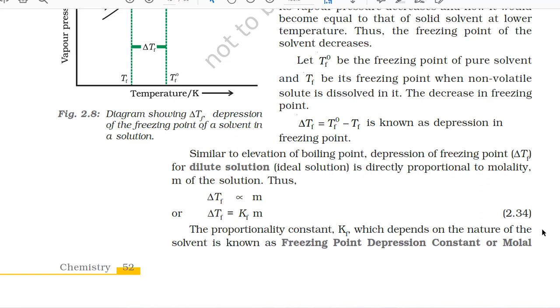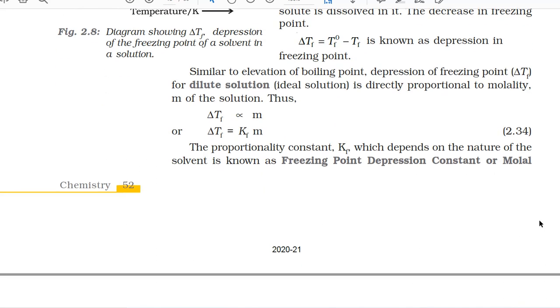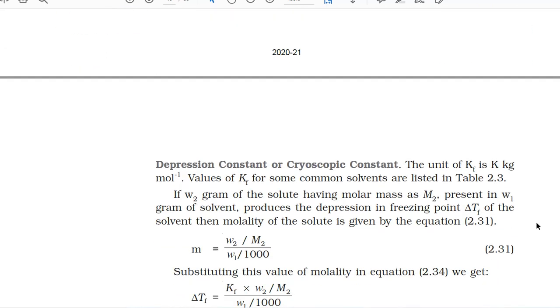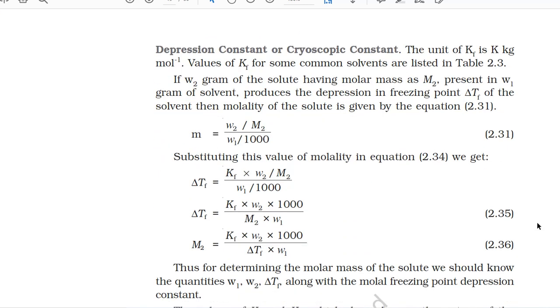Similar to elevation of boiling point, depression of freezing point ΔTf for a dilute solution (ideal solution) is directly proportional to molality m of the solution. Not molarity, it is molality. Thus, ΔTf is directly proportional to molality, or ΔTf = Kf × m. The proportionality constant Kf, which depends on the nature of the solvent, is known as freezing point depression constant or molar depression constant or cryoscopic constant. The unit of Kf is Kelvin kg per mole. Values of Kf for some common solvents are listed in Table 2.3.